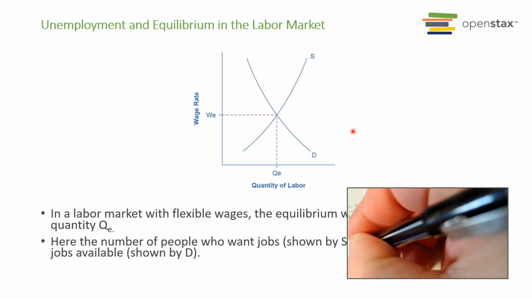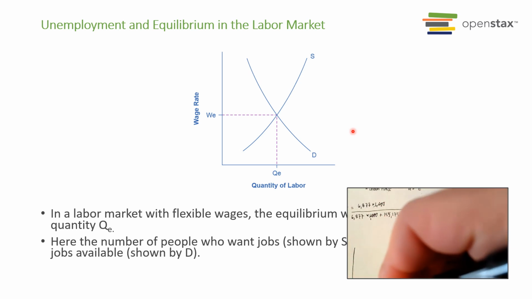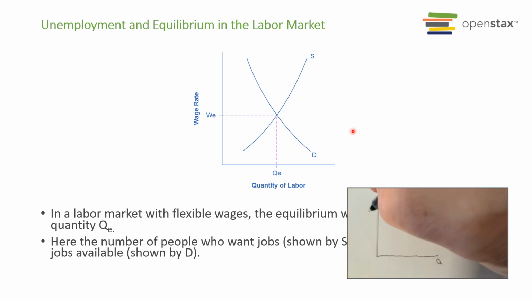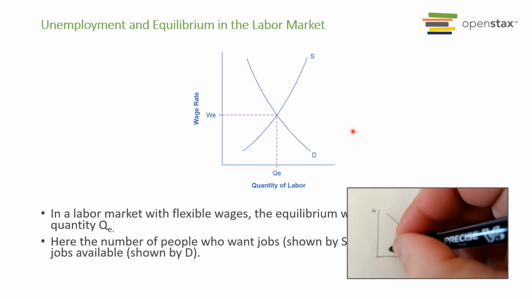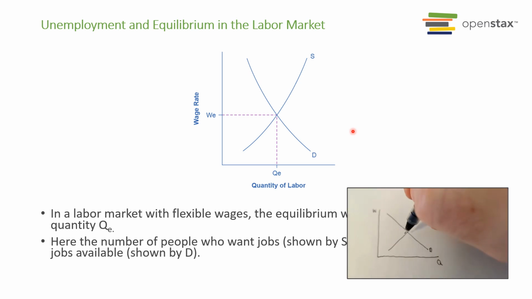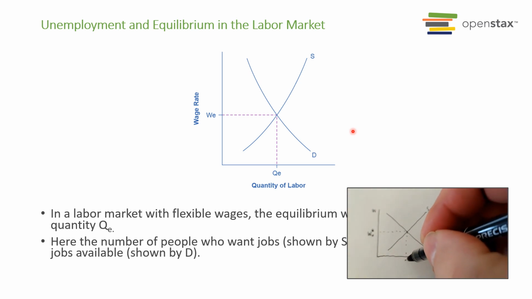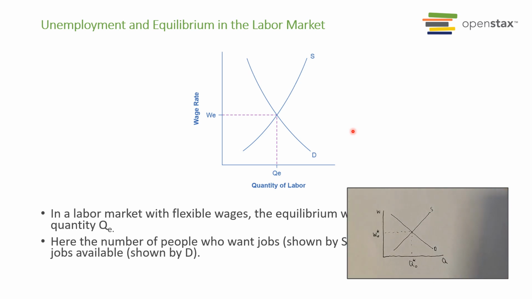Okay, so if we're in a world where wages are flexible, we'll stick with the Q and W notation here. So wage, we've got demand and supply, and where they intersect is our equilibrium and our employment level, or the quantity of labor. So here you can see there is no shortage and there's no surplus.